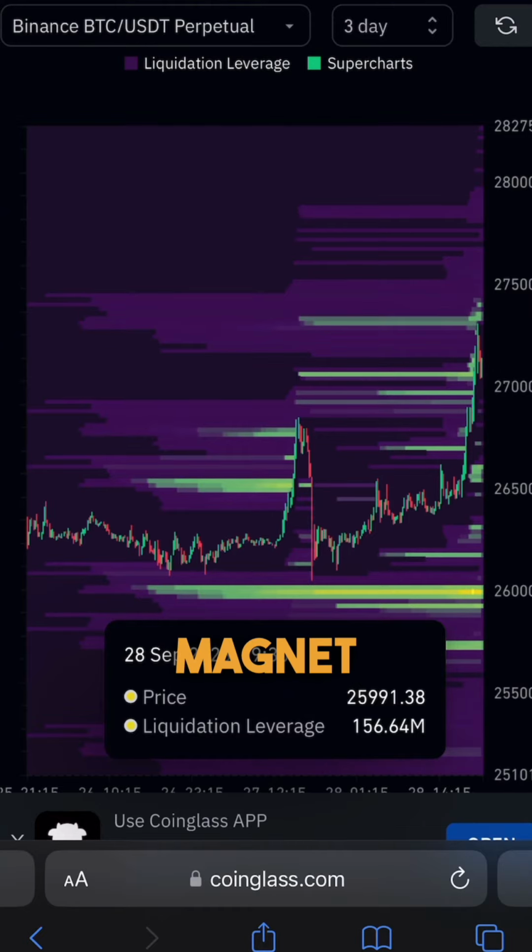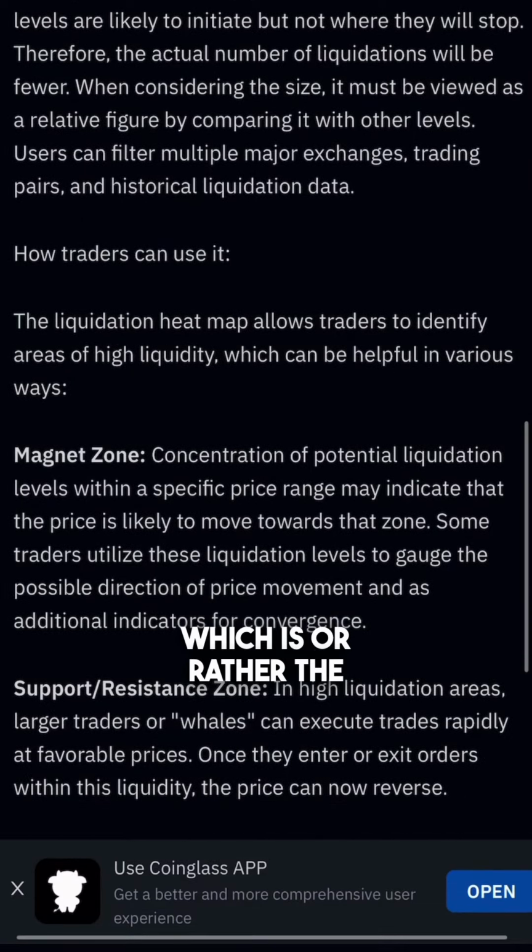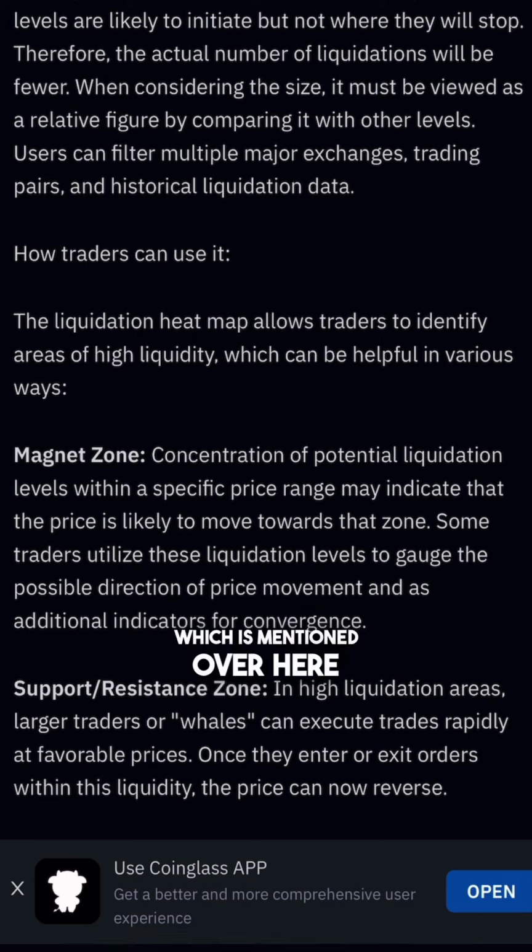So what the magnet levels essentially are, or rather the magnet zones, which is mentioned over here, is that price tends to move towards areas of liquidity that is showcased on that particular map. Now, I think that makes the most sense because you have to keep in mind that price really can't go to an area where there isn't any liquidity.